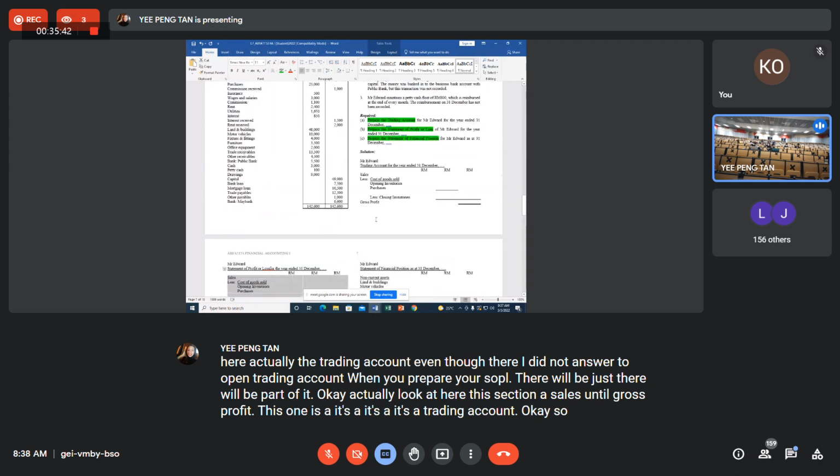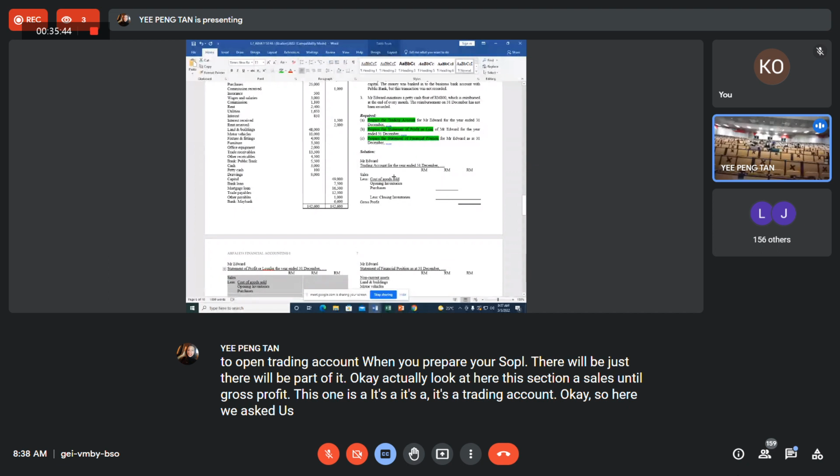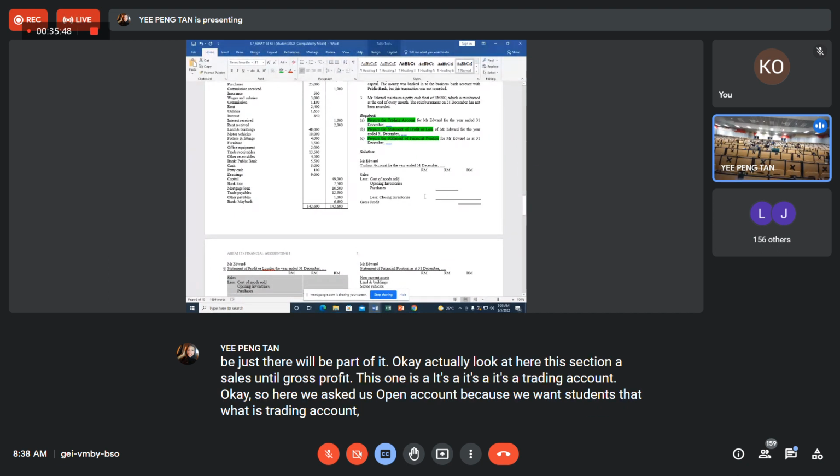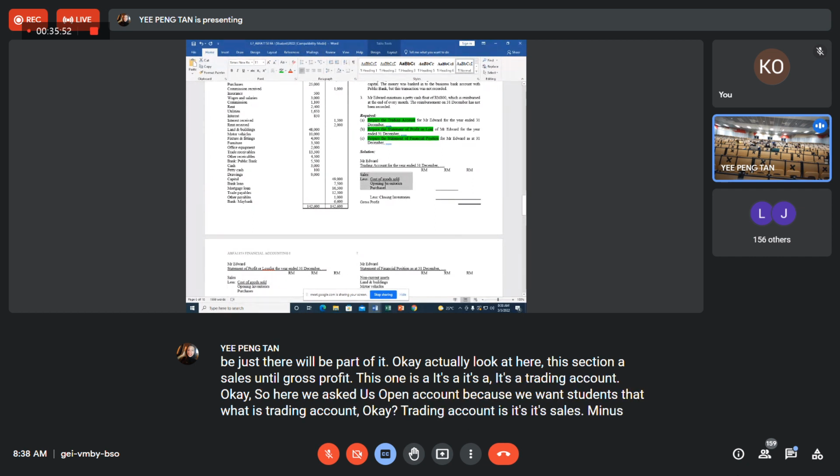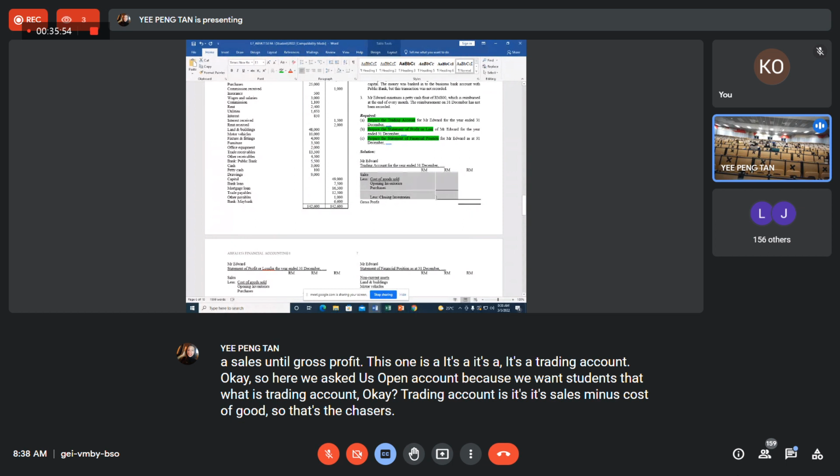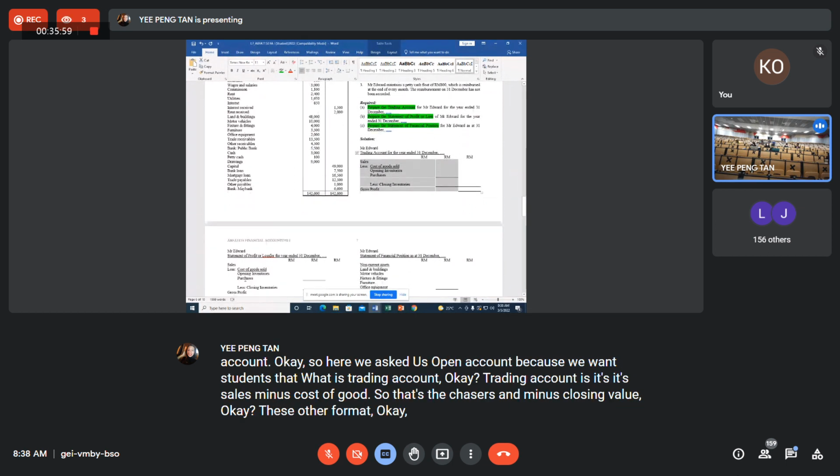Okay, so here we ask you to open a trading account because we want students to be aware of what a trading account is. A trading account is sales minus cost of goods sold (opening inventory plus purchases, then minus closing inventory) to get gross profit. These are the formats. It's part of your P&L.